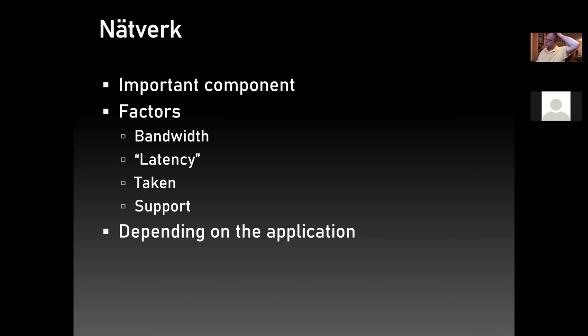So the network is an important component of a supercomputer, and one important aspect is how much you can communicate: the bandwidth. That is how many megabytes, gigabytes, or terabytes per second you can push over the network. But there is also another factor that's really important when you have large parallel programs.